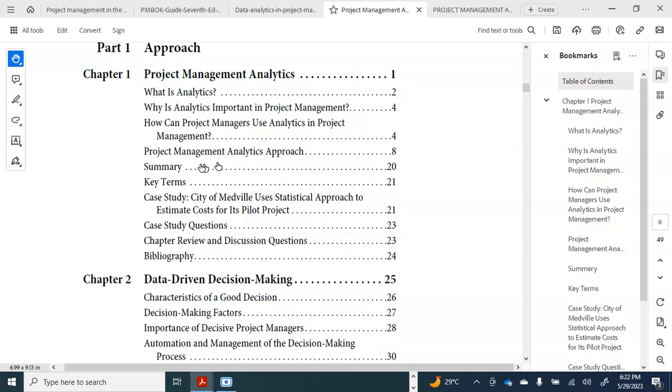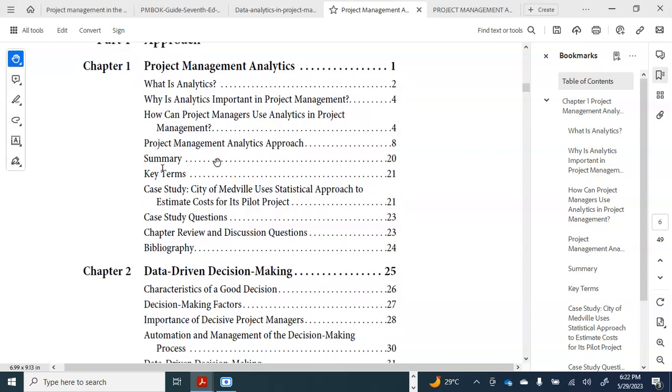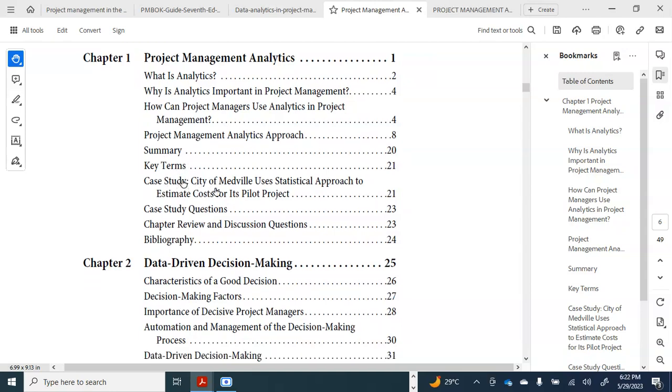Project management analytics approach. Then summary. Then key terms. Then case study: the city of Medville uses a statistics approach to estimate cost for its pilot project. So case study, questions and answers here.